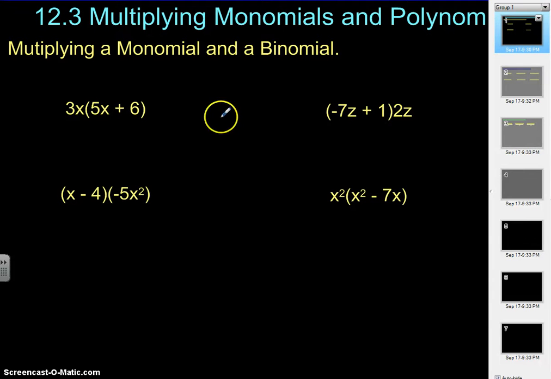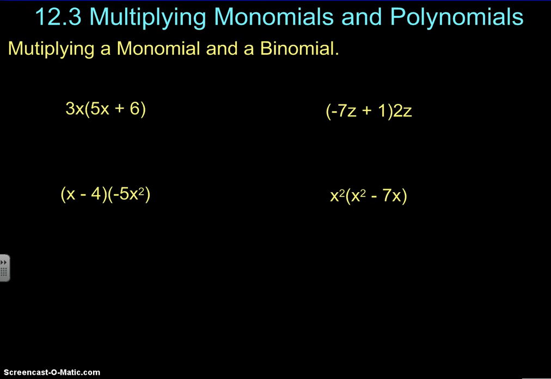This is 12.3. Let me get that out of the way. Multiplying monomials and polynomials. We're putting two things together that we know how to do. We know how to do distributive property, and we know how to multiply variables with exponents together. We're putting those things together today. So let's look at this first one.